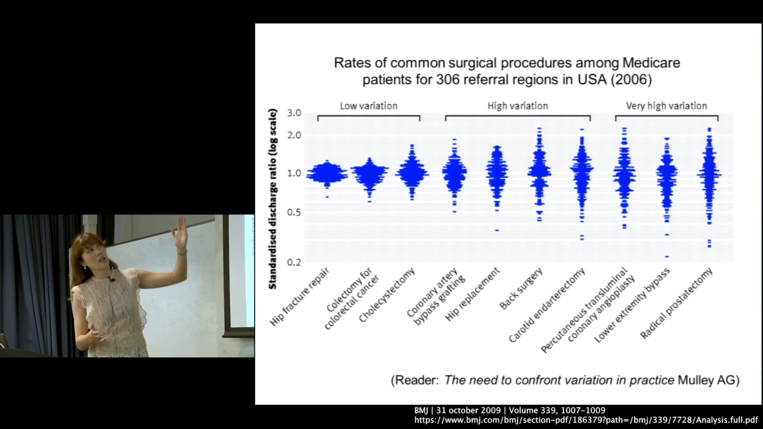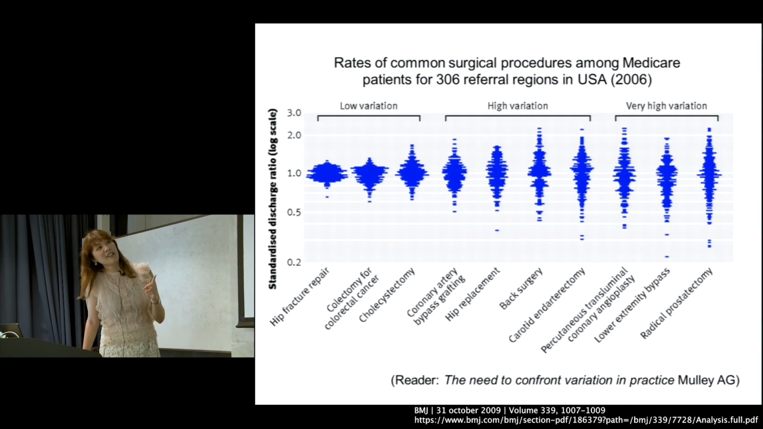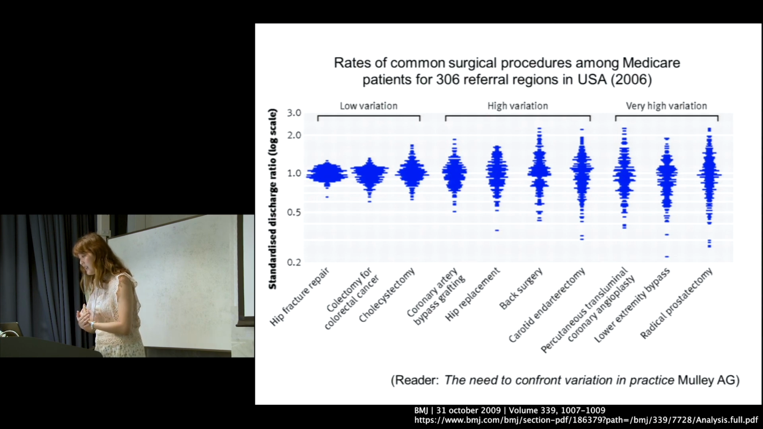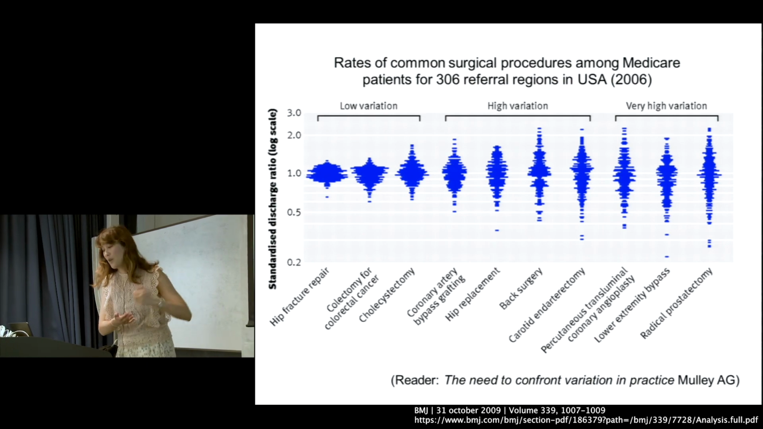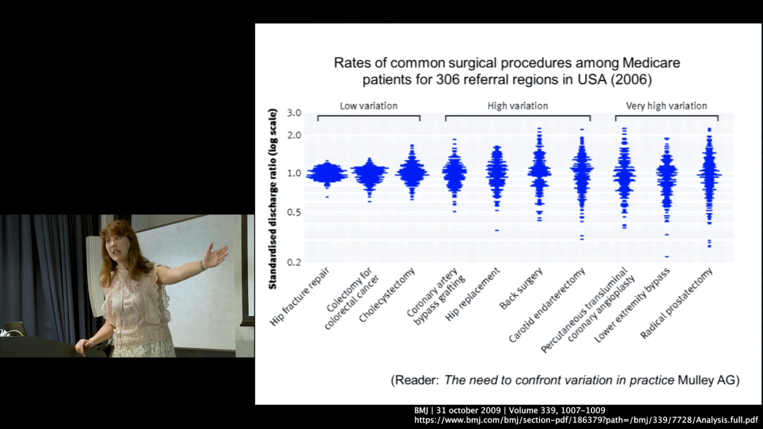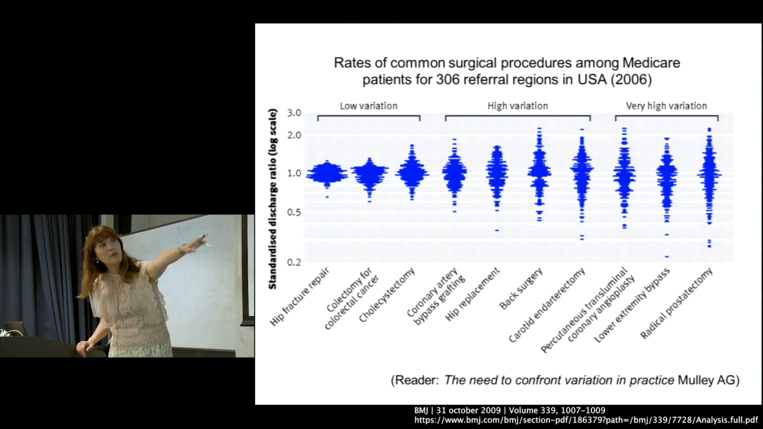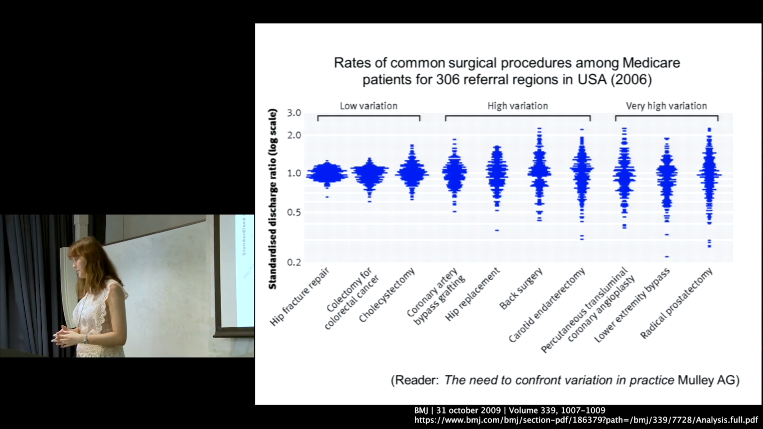Each of the lines is a region in the States, or a district. All the way to the other end, radical prostatectomy. Look at that variation. That's huge. There are hugely divergent views as to whether or not, and we don't know which district you'd want to be in if you have prostate cancer. Is it that you don't have a radical prostatectomy, or is it that lots are referred for radical prostatectomy?